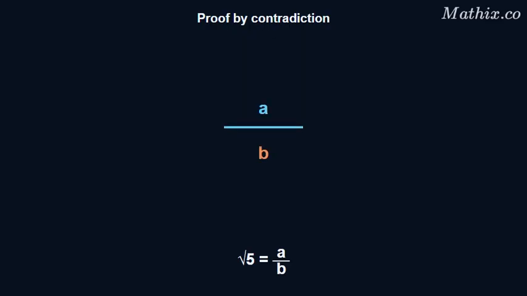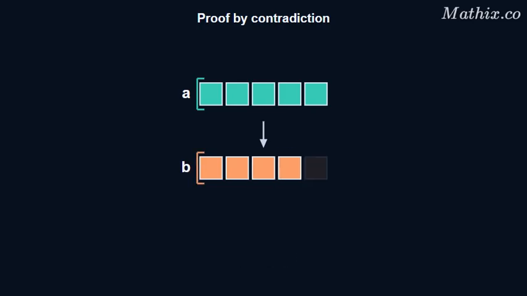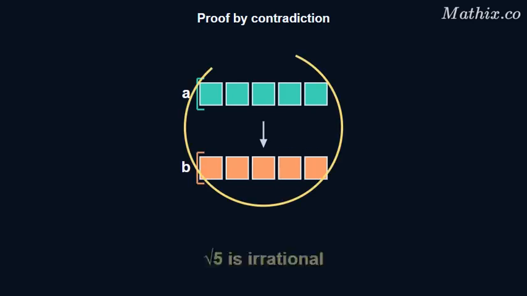Assume square root of 5 equals a over b in lowest terms. Squaring gives 5b squared equals a squared. Because 5 divides a squared, a is a multiple of 5. Substitution shows that 5 also divides b. Then a and b share a factor of 5, contradicting lowest terms, so square root of 5 is irrational.